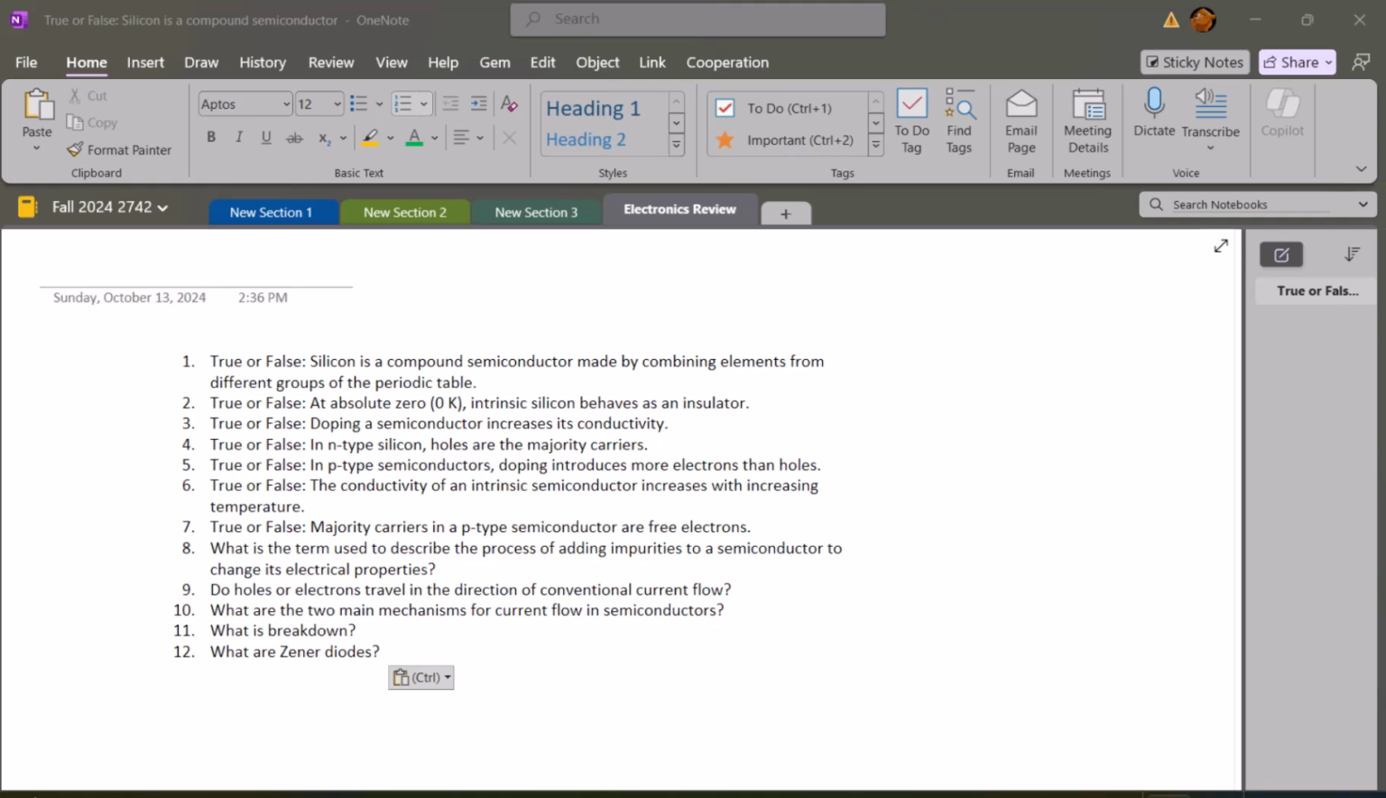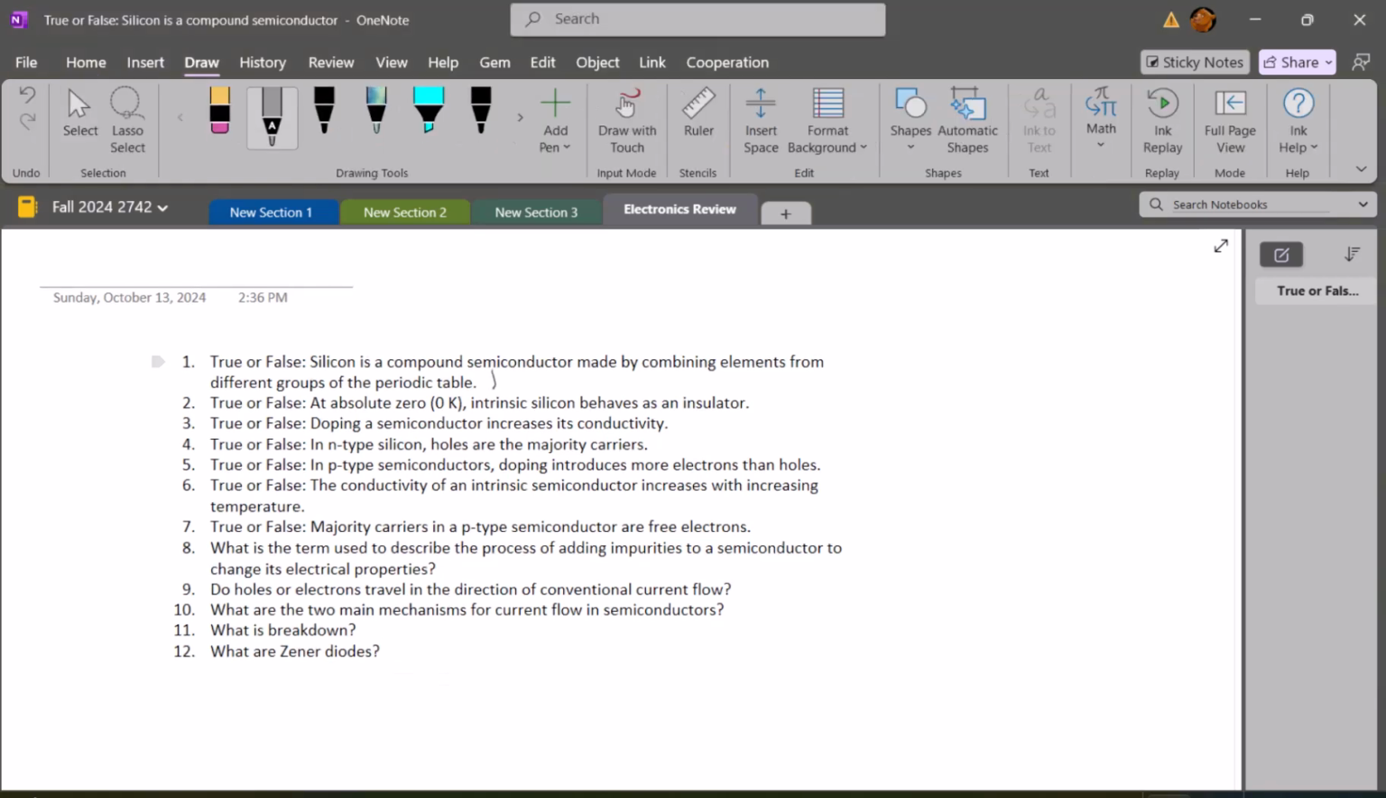True or false, silicon is a compound semiconductor made by combining elements from different groups of the periodic table. Is that true or false? Should be an easy one. False. Yeah, that one's false. Silicon, of course, is an element.